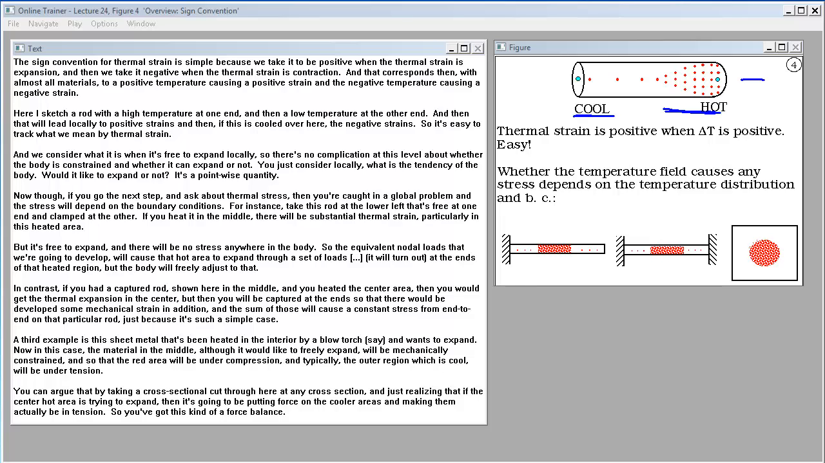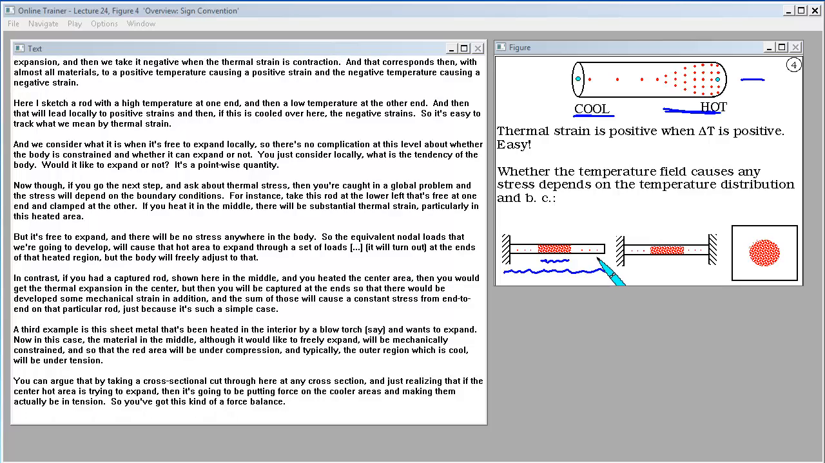For instance, take this rod at the lower left that's free at one end and clamped at the other. If you heat it in the middle, there will be substantial thermal strain, particularly in this heated area. But it's free to expand, and there will be no stress anywhere in the body. So the equivalent nodal loads that we're going to develop will cause that hot area to expand through a set of loads at the ends of that heated region, but the body will freely adjust to that.